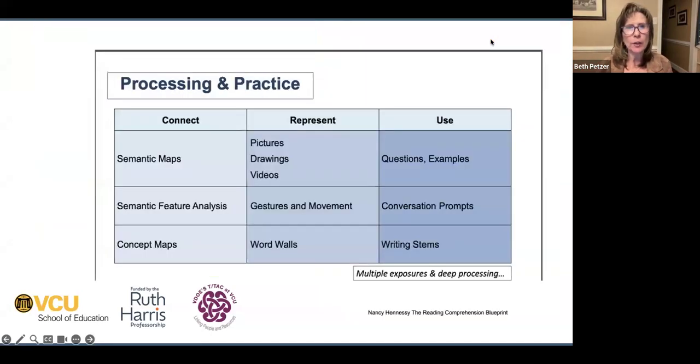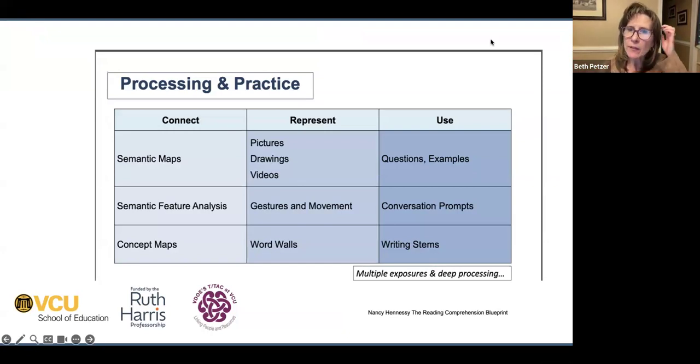Let's take a look at how we're gonna do that. Nancy Hennessy emphasizes that this routine should, in the connect column, connect words to other words that the student already knows, and then represent and use are going to be visual and kinesthetic opportunities for them to use the words in varied contexts. I'm going to work from right to left. So I'm going to start with use and represent, and then we'll move to connect.